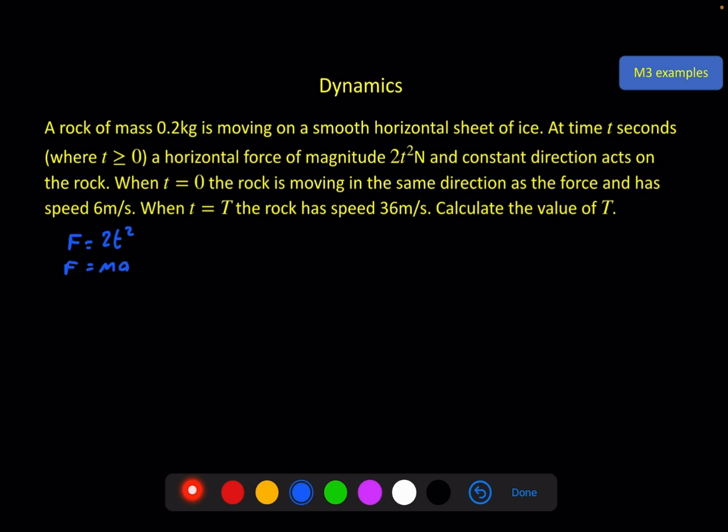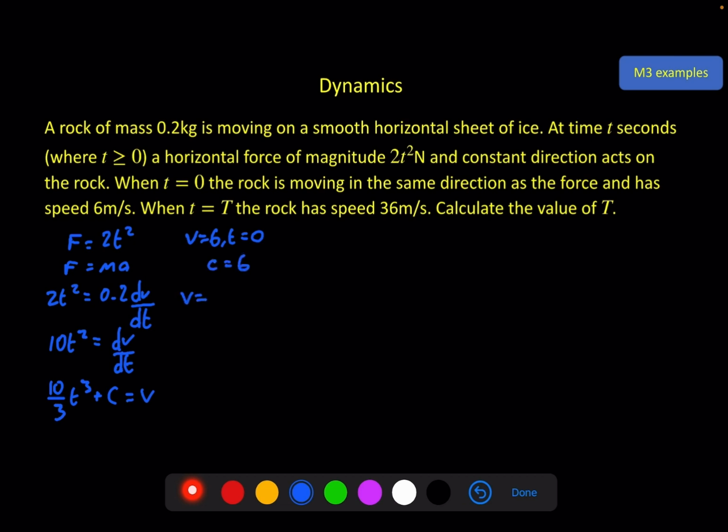So again, we've got F is equal to a function of time, 2t squared, and we know F is equal to ma, and we can replace a with dv by dt. Before we integrate, I'm going to change that to 10t squared is equal to dv by dt. So when we integrate, we get 10 over 3 t cubed plus c is equal to v. And we're told when t is 0, v is 6. So there are my boundary conditions. Put those in, and we get c is equal to 6. So our function for v is 10 over 3 t cubed plus 6.